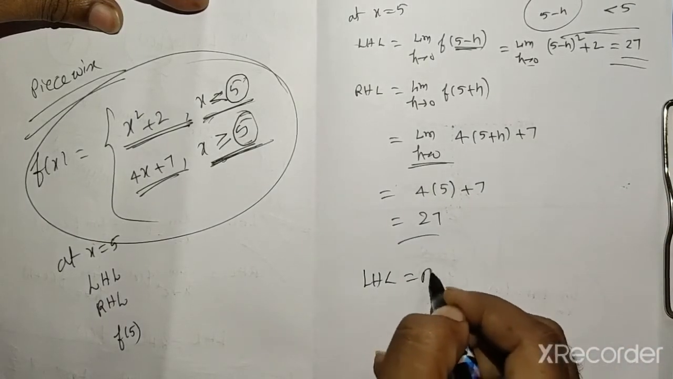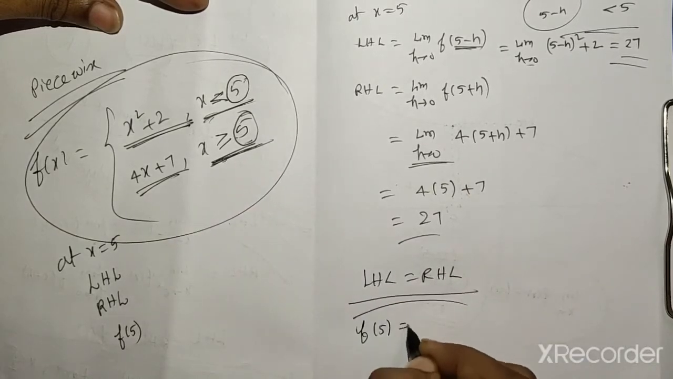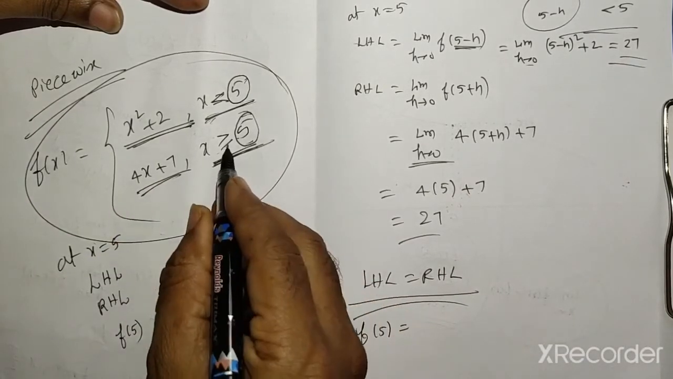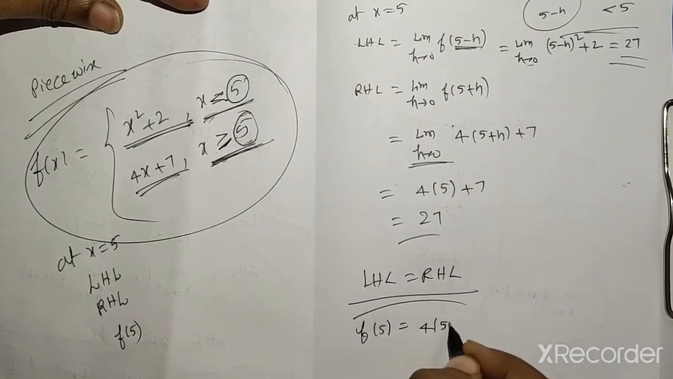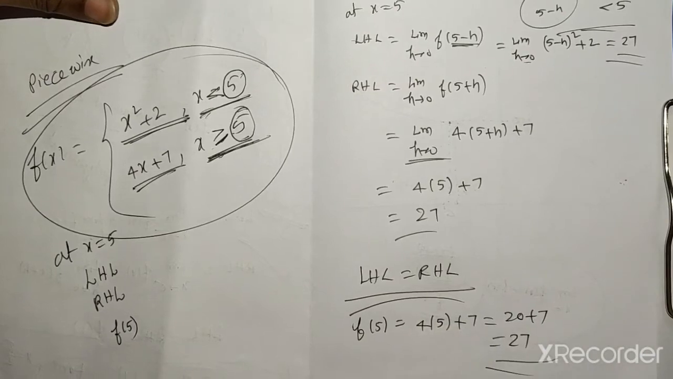Both of them are equal. LHL is equal to RHL. One more thing is left. I will have to find out f of 5. F of 5 means I have to use the second function, where the equal to symbol is. So it is 4 into 5 plus 7, 20 plus 7, 27. So the function is continuous everywhere.